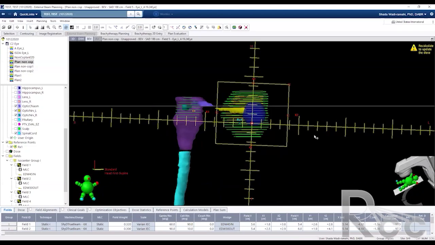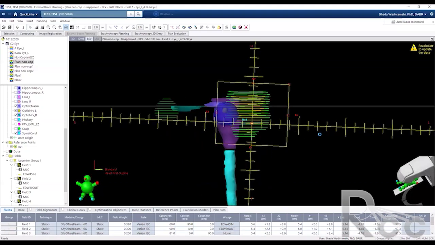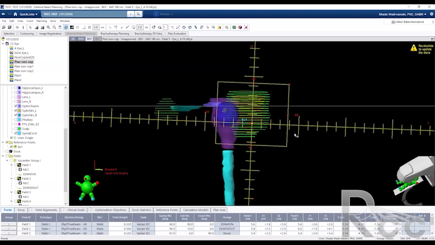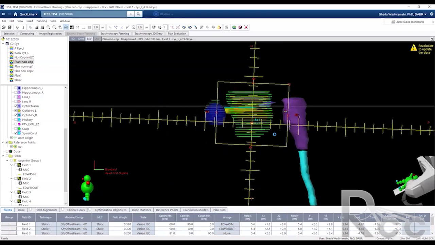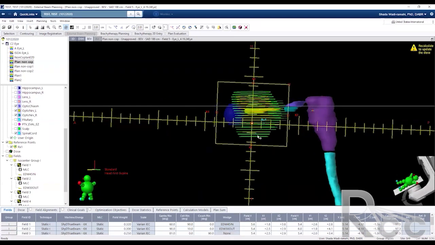So this is everything I do here are coplanar. So starting from gantry 0, if I rotate in any angles, I am exiting through the other eye. Or maybe, you know what, maybe I found an angle here. So this is beam eye view, right? I found an angle here where I am avoiding the optic chiasm. So that's a good angle. I'm going to keep it. Okay, now what do I do?